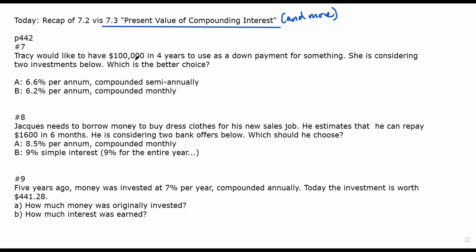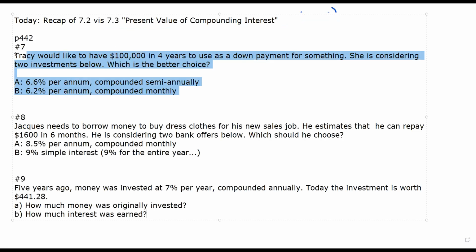I changed some of the numbers just to make it a little more reasonable. Tracy would like to have $100,000 in 4 years to use as a down payment for something. She's considering two different investments. Which is the better choice? So I'm going to copy and paste this question onto a blank slide. I'm going to divide the page in two and try to write down all the information that this question gives us and also identify what we're looking for. And again, the key phrase for today is context is king, or context is most important.